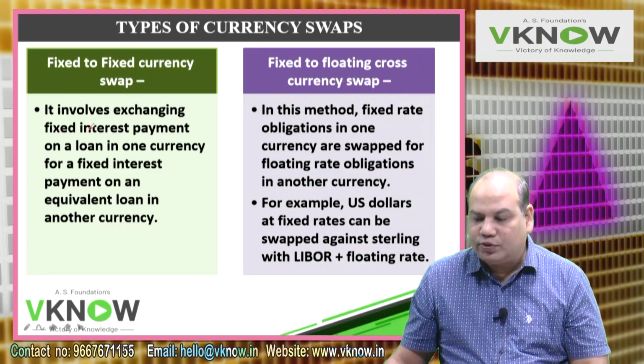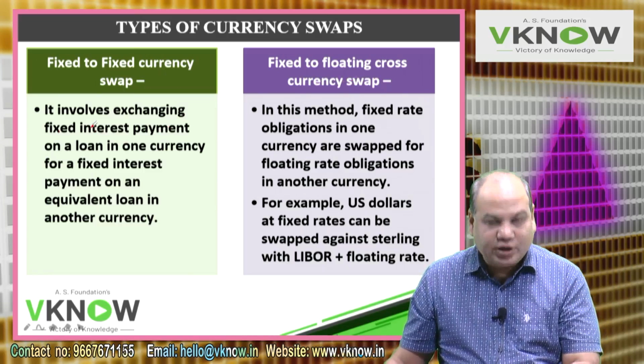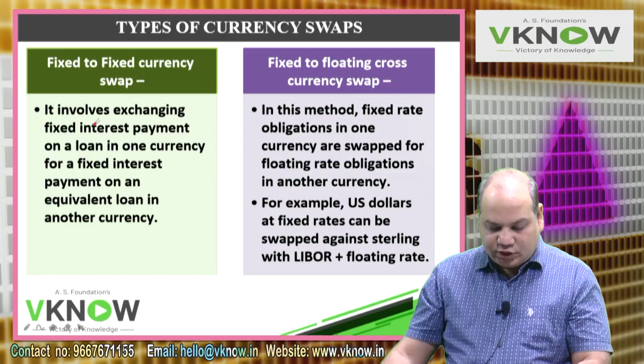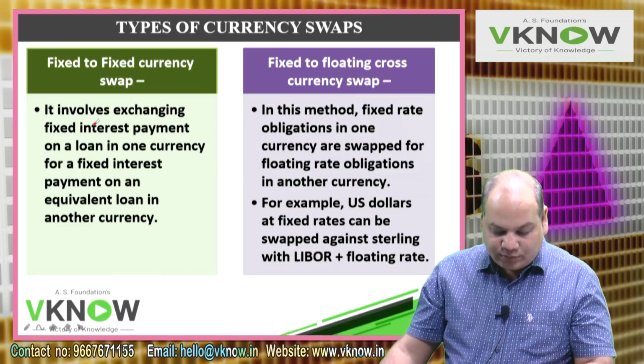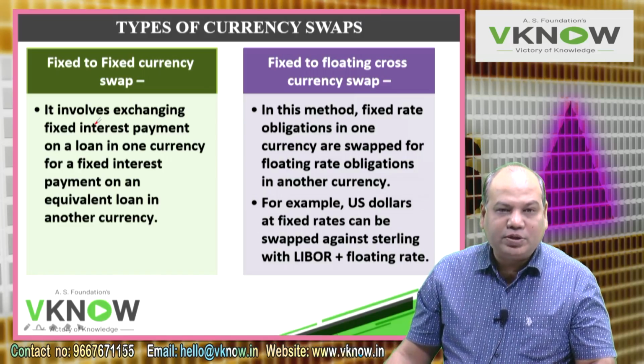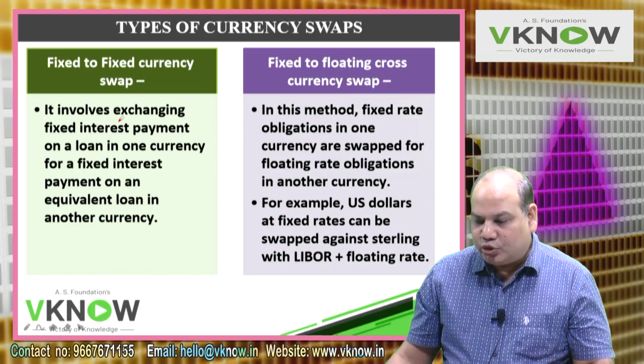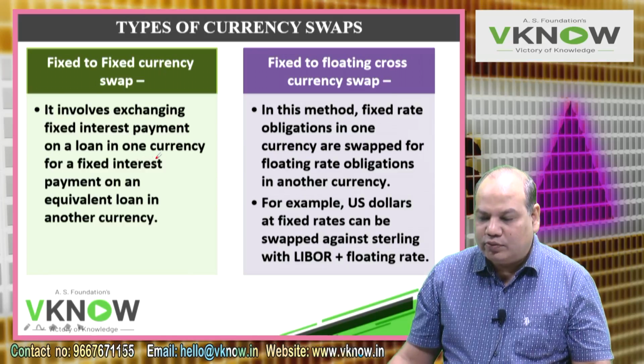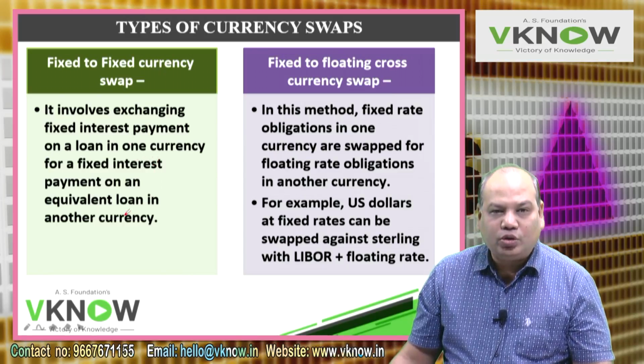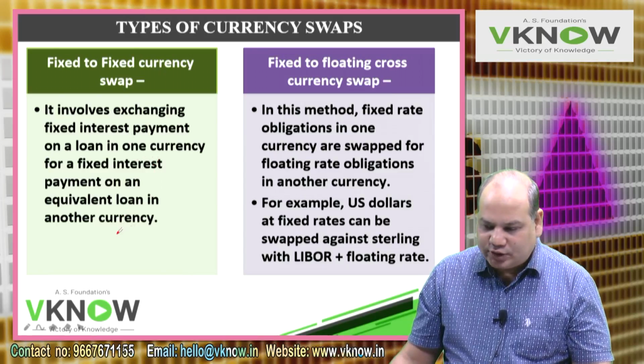What is a fixed to fixed currency swap? The diagram printed in paragraph 4 is a fixed to fixed currency swap. One party pays 5% interest rate, the other party pays 12% interest rate. So it involves exchanging a fixed interest payment on a loan in one currency for a fixed interest payment on an equivalent loan in another currency.